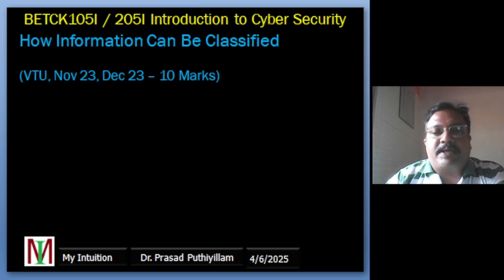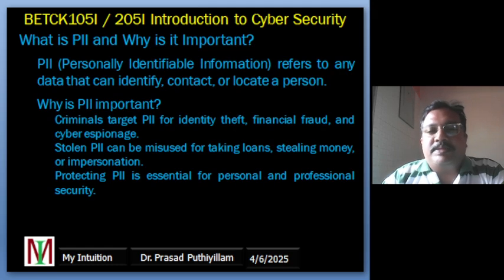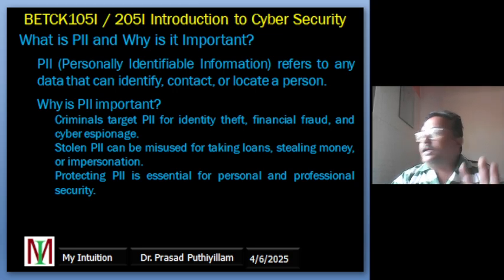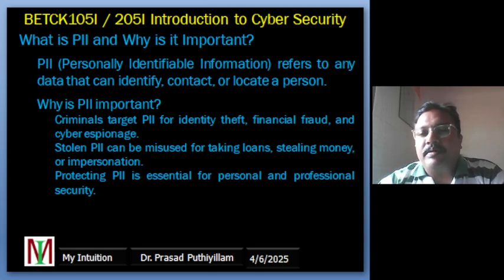How information can be classified. Not many questions came, but still it is in the syllabus, and one question was asked regarding personally identifiable information. Personally identifiable information (PII) refers to any information that can be used to identify, contact, or locate a person, which includes things like their full name, phone number, email, home address, or any other government-issued ID cards.